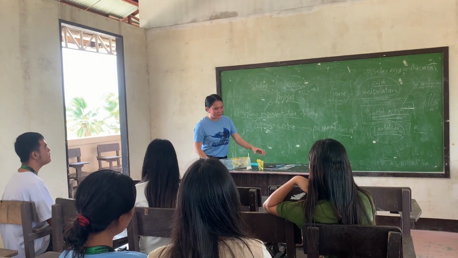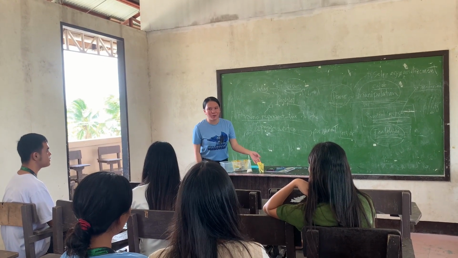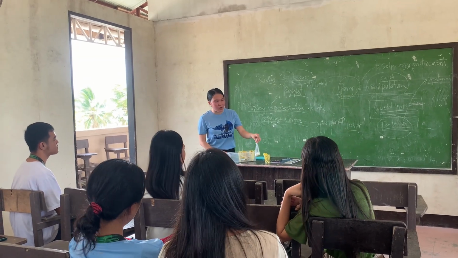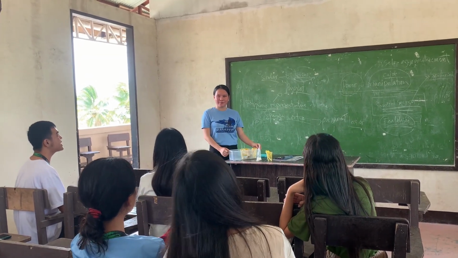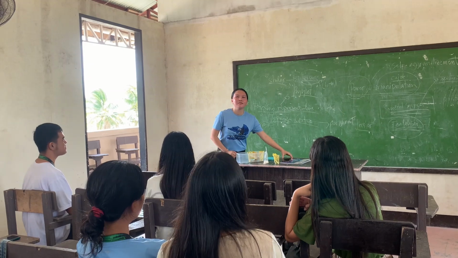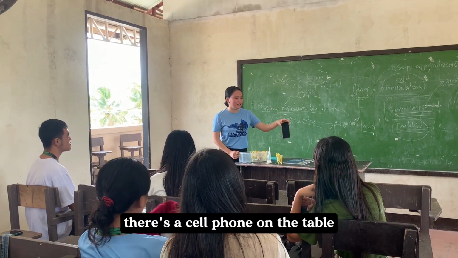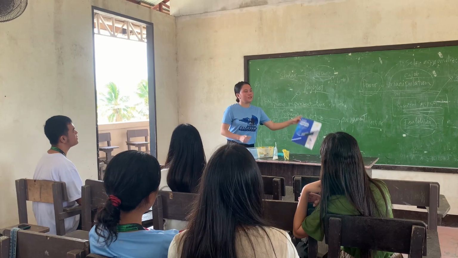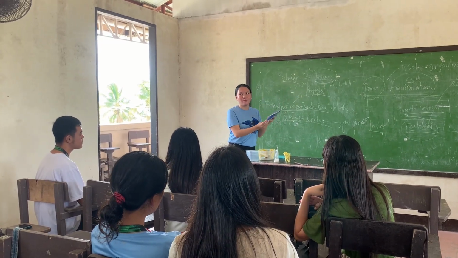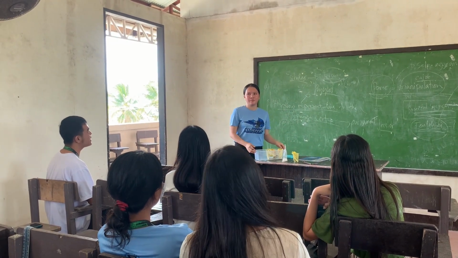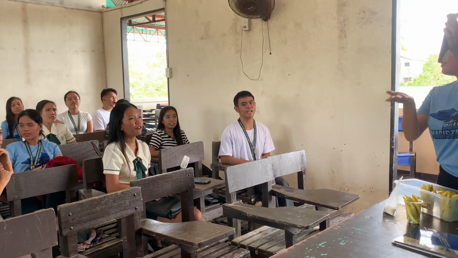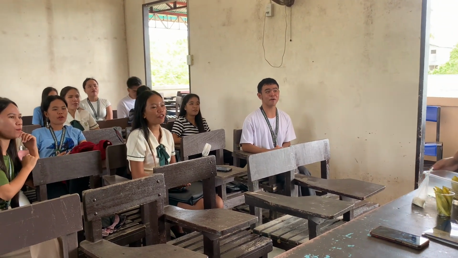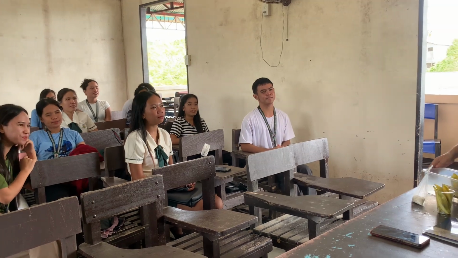Okay, let's repeat. There's a mango on the table. There's a salt on the table. There's a cell phone on the table. There's a book on the table. What is this? A phone. There's a cell phone on the table. Hey, that's great.